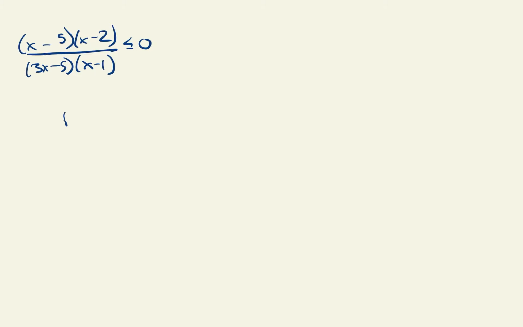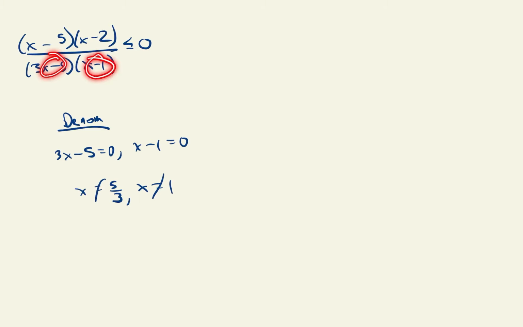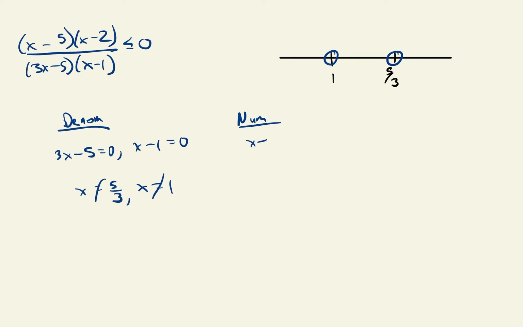Okay, so let's start with the denominator. If you set those two factors equal to 0, you will get x equals 5/3 and x equals 1, and that cannot equal because that would make the denominator equal to 0. So in our number line, let's see, 1 is less than 5/3. 5/3 is a little bit bigger. We need to write those as open circles because we're not allowed to have those in the solution set, because that makes this undefined.